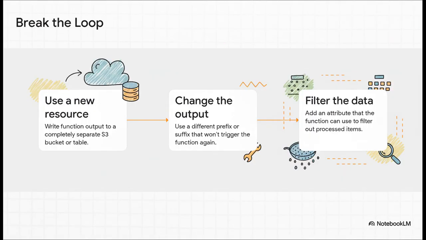So, how do you stop this runaway train? You've got a few solid options. The simplest is to just have your function write its output to a totally different place, like a separate processed files S3 bucket. If you have to write to the same bucket, make sure your output files have a different prefix or suffix so they don't match the trigger. Or you can get even smarter and add a metadata tag to the file that your function can check for so it knows not to process the same data twice.